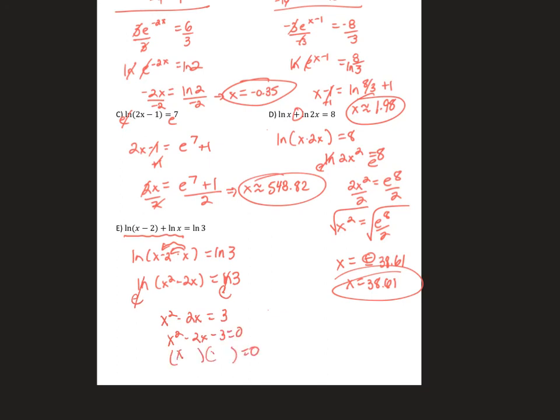So x times x is x squared. What multiplies to negative 3 and adds to negative 2 is negative 3 and positive 1. If I set my factors equal to 0, I get x equals 3, x equals negative 1. Again, logarithms can only have answers that are positive, so I'm going to only count x equals 3. X equals negative 1 would be considered an extraneous solution for this problem.